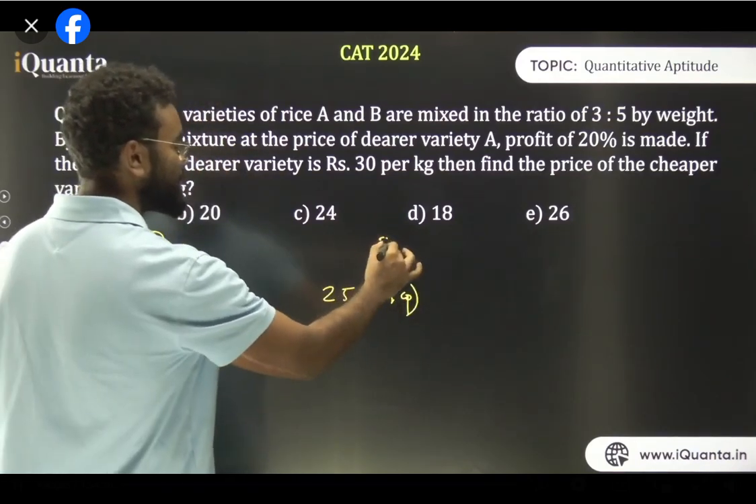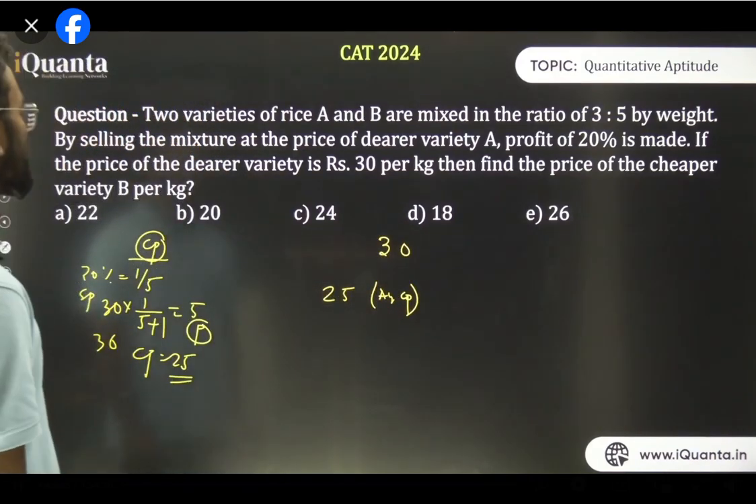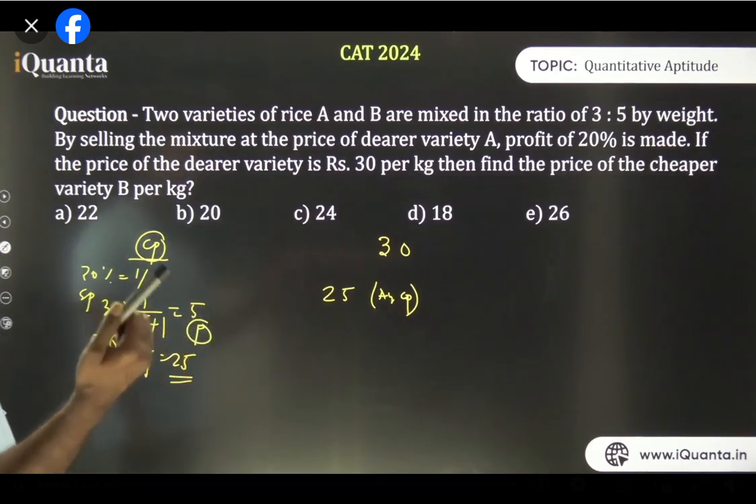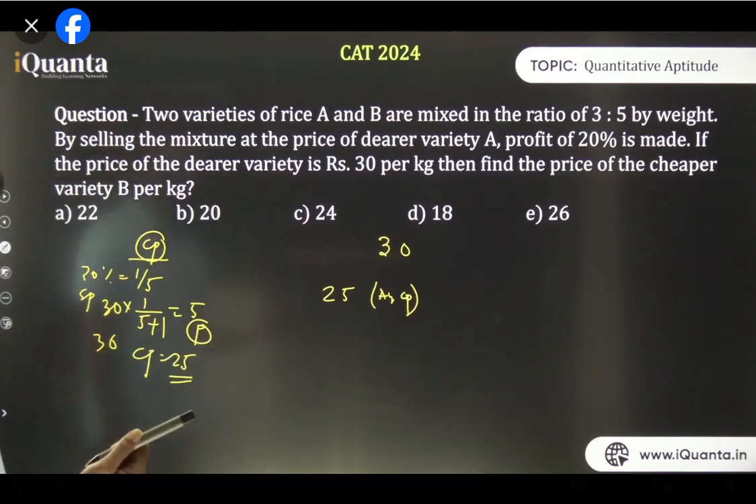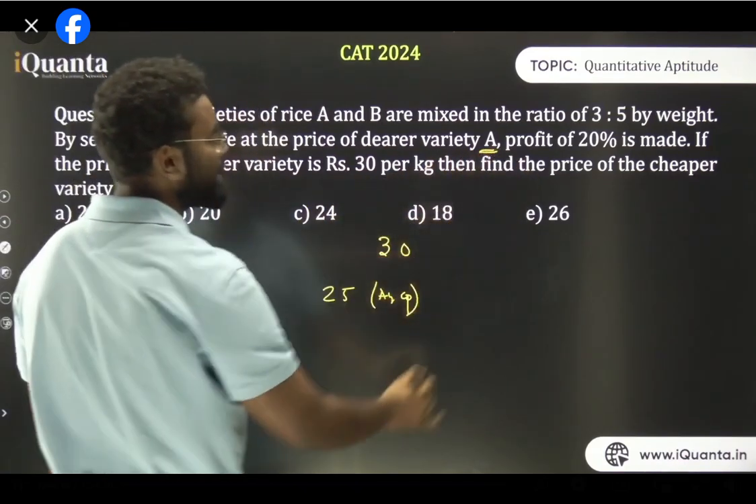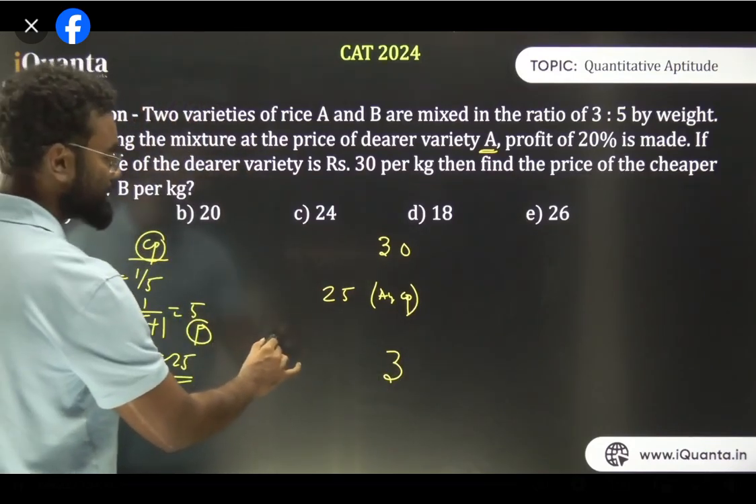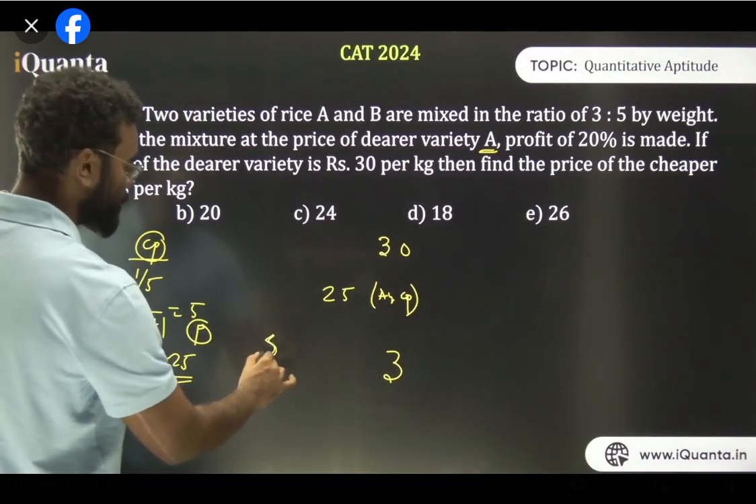And for the dearer variety, the CP is 30. And A and B in the ratio is, let's say, 5:3, right? So the two varieties of rice, A and B, are mixed in the ratio of 5:3 by weight, and the mixture is sold at the price of dearer variety A. So A is basically the dearer variety. So what is the ratio of A? That is 3. What is the ratio of the cheaper one? That is 5.